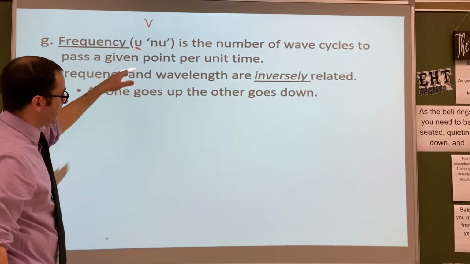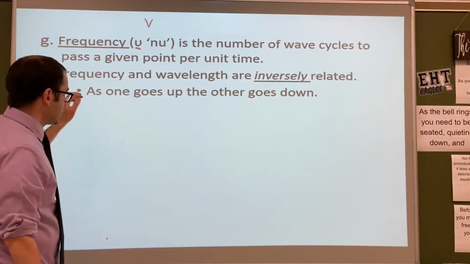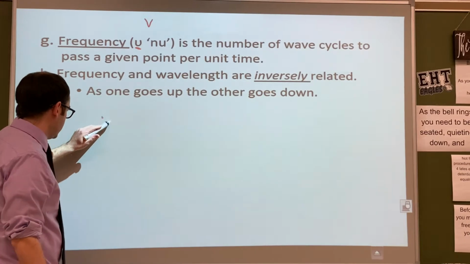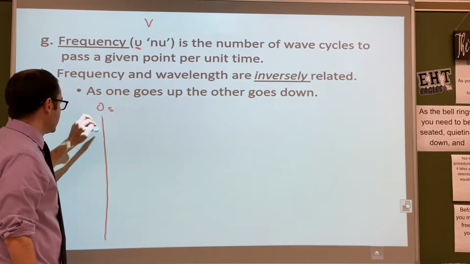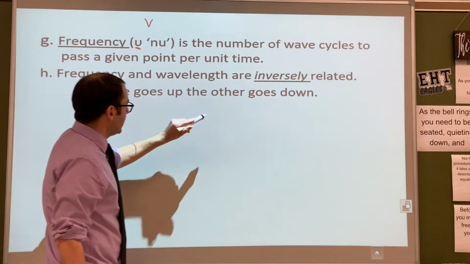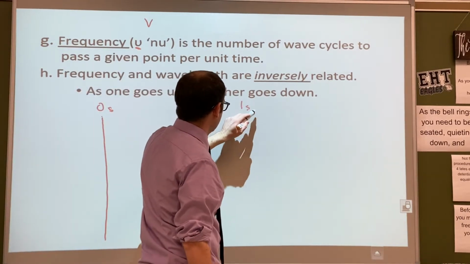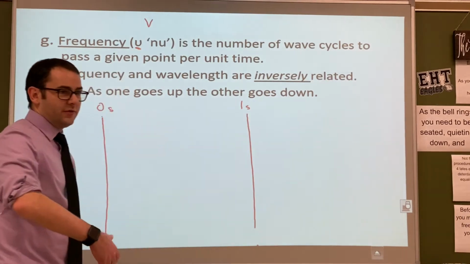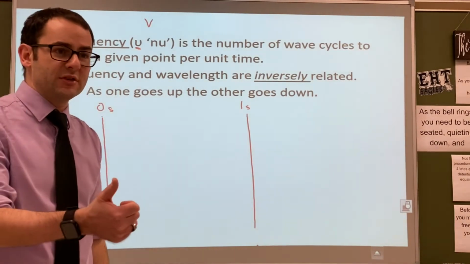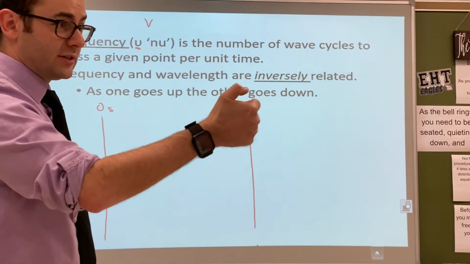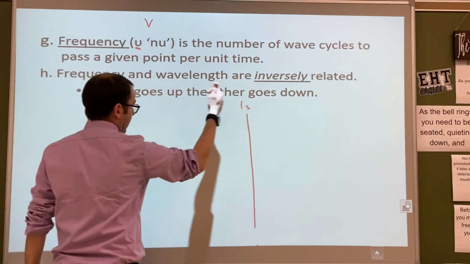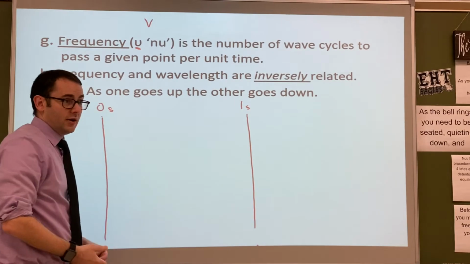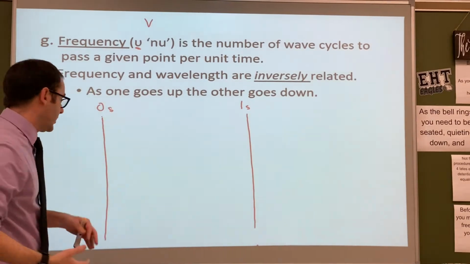Frequency and wavelength are inversely related. So as one goes up, the other goes down. So I'm going to draw a couple different waves here. So this is 0 seconds, and then this would be 1 second. When you do physics experiments and stuff, you usually have a timer. So whenever you click the timer, then it starts counting. So we click the timer at 0, and then we stop it at 1 second, all right? And we're going to see what our waves look like, all right?